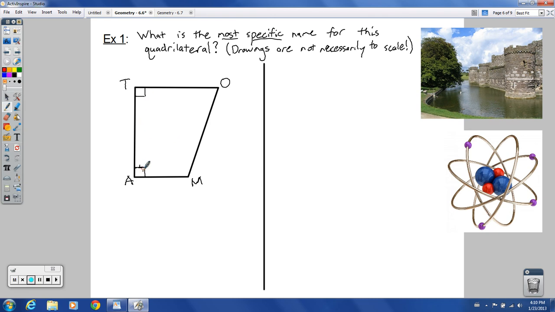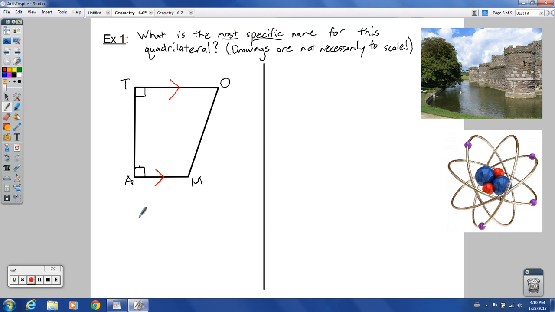Since these are perpendicular to each other, that means these two lines must be parallel to each other. That was a theorem we learned a while back. But two lines perpendicular to the same line means those two lines are parallel. These two segments are going to be parallel to each other.